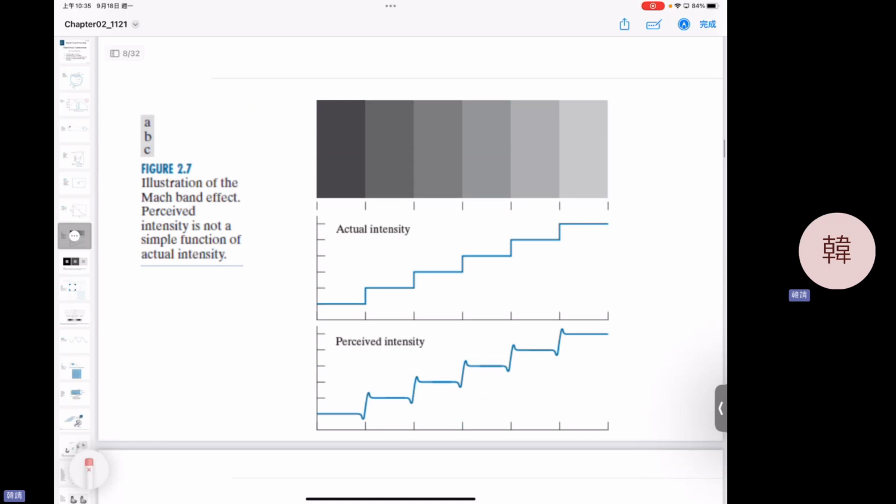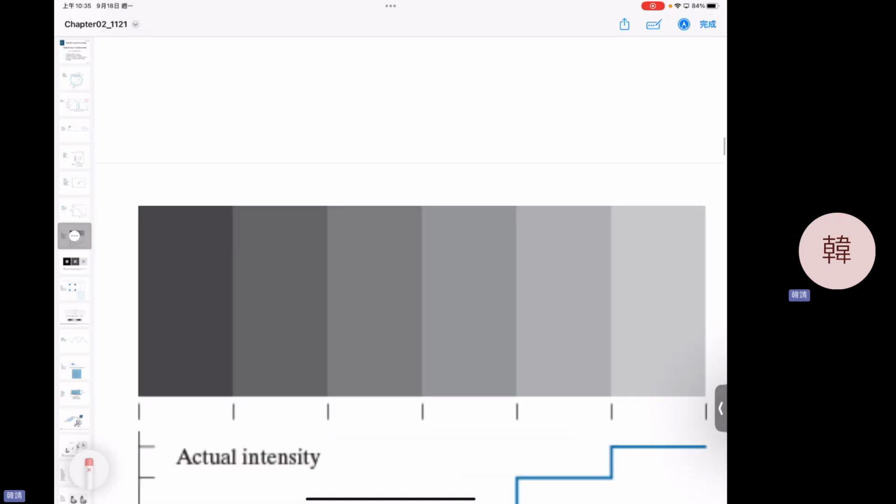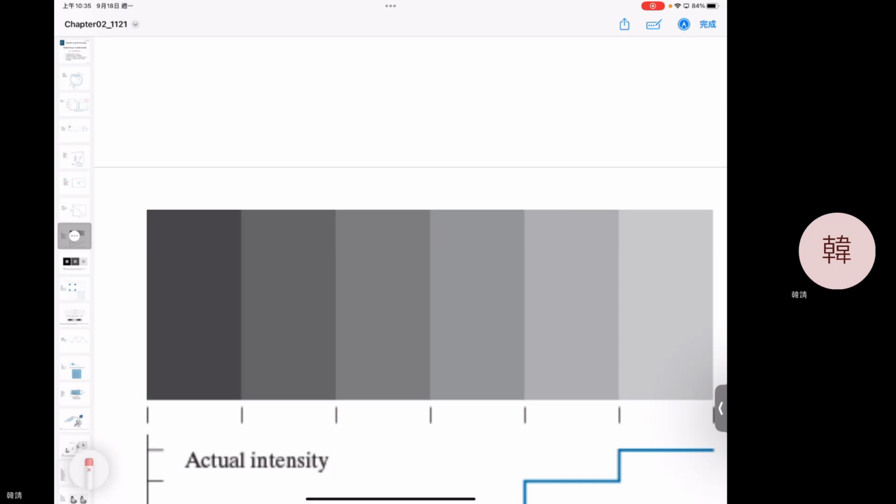Now we're going to test your eyes. Let's see. This is a gray level image with six different gray levels. Can you tell me about the edge? You see the edge, right? For different gray levels, can you tell me whether the color of the edge on the left-hand side and the right-hand side are different?